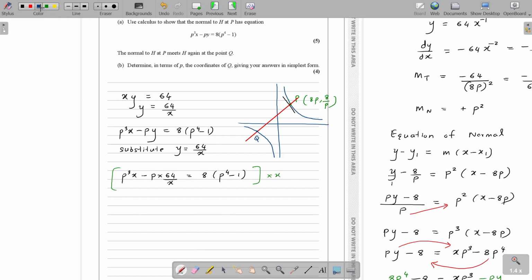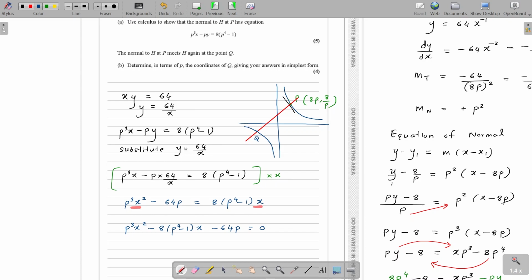P cube x, when you multiply by x, you get p cube x square. Are you with me? Minus p into 64 over x, if you multiply by x, x cancels and you get 64p. Are you with me? Here 8 times p to the power 4 minus 1 times x. So do you see that I have a quadratic equation in x? Can you see the x square term is there, the x term is there, and the term without x is there. So I get here p cube x square minus 8 times p to the power 4 minus 1 x minus 64p equals 0. Can you see that I come to this point? Is this okay?